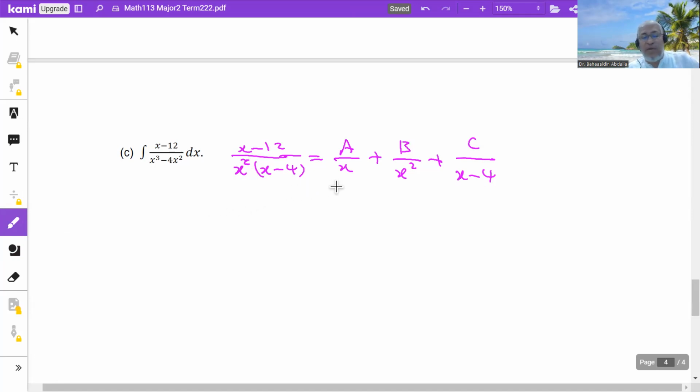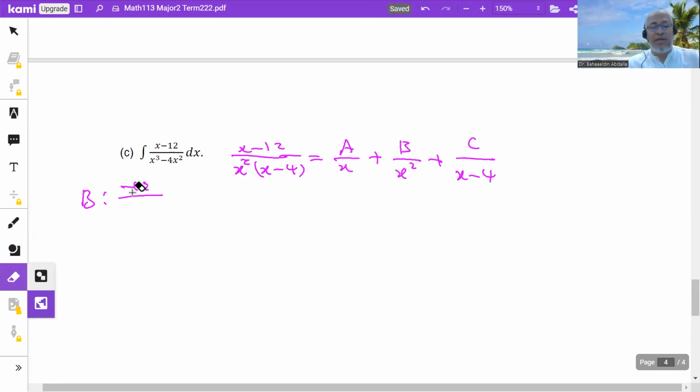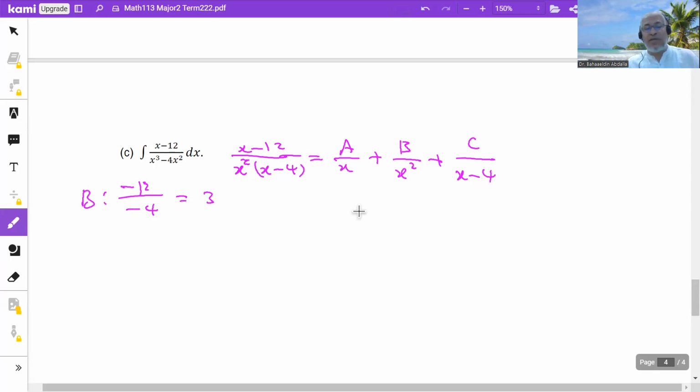I have a method in section 7.4, you can go back and check the video there. I can find the values of B and C here easily, quickly. I can find the value of B by replacing x by 0 here. So I'll have 0 minus 12, that's negative 12. And in the denominator, I forget about x squared. I just replace x by 0. So 0 minus 4 is negative 4. So negative 12 over negative 4, that's 3. So B is 3.